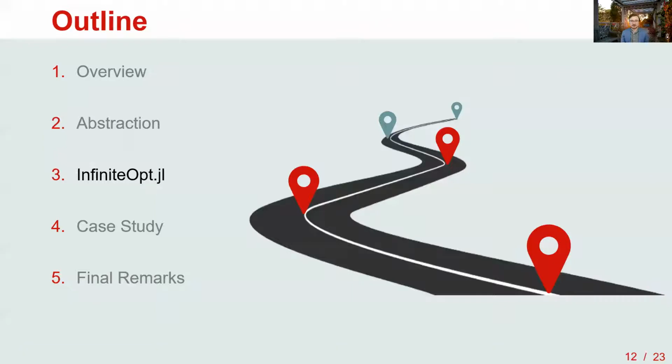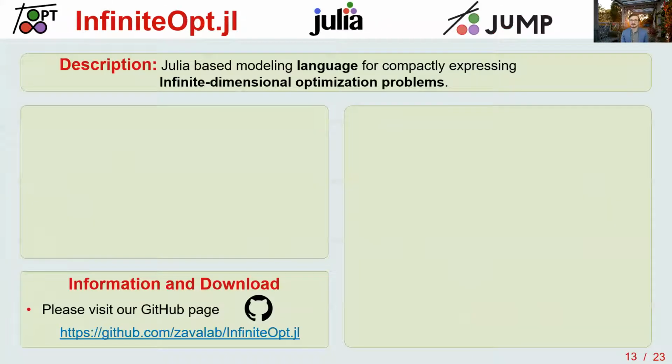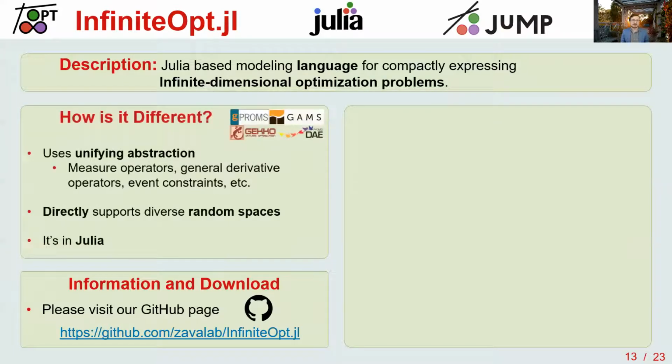So with this all in mind, then we come to our package, InfiniteOpt. This is a Julia-based package based off of JuMP that can be used to tackle infinite dimensional optimization problems. And what makes this different from a lot of the other packages and software that exist out there? Well, principally, this employs the abstraction I've just been explaining, including measure operators and derivative operators. It also directly integrates and facilitates modeling for random spaces, and it's based in Julia.